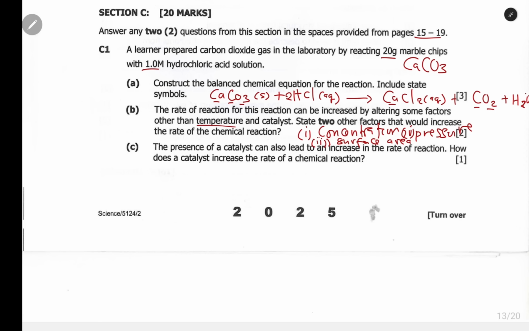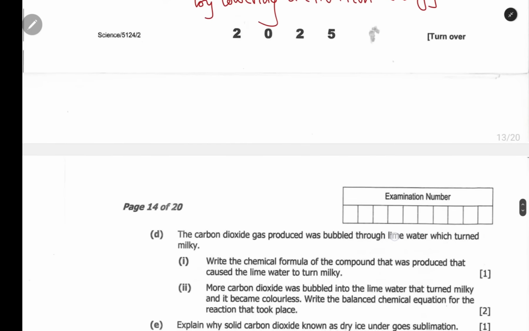Then C, the presence of catalyst can lead to increase in the rate of reaction. How does a catalyst increase the rate of reaction? So it increases the rate of reaction by lowering activation energy. Okay, that is how it increases the rate of chemical reaction.